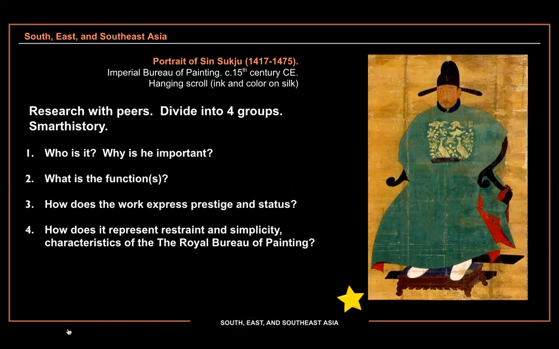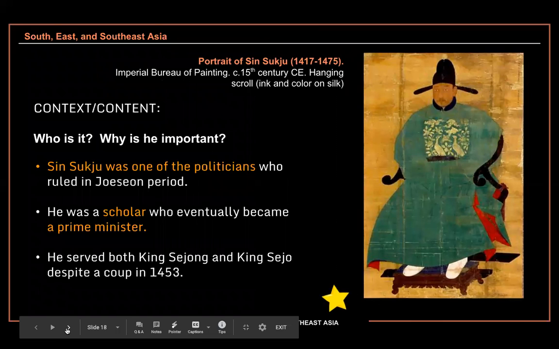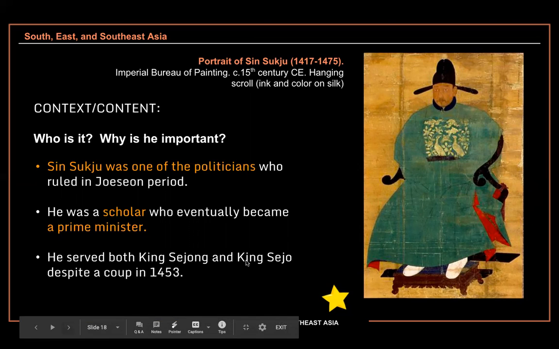The next image that we have that's from Korea is this portrait of Sin Sukju. From Smart History, we normally do a peer group work on this, but since we're just recording today, we're going to focus on the elements that we see here. So who was he? He was a really important politician. And he was not only a politician, but he was a scholar who eventually became the prime minister, and he served for two kings. You can see that he worked for two of them.